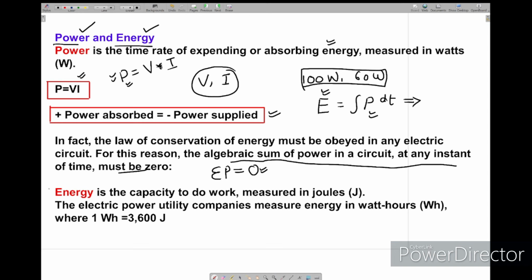The next quantity is energy. Energy is the capacity to do work, and it is measured in joules. One watt hour equals 3600 joules.